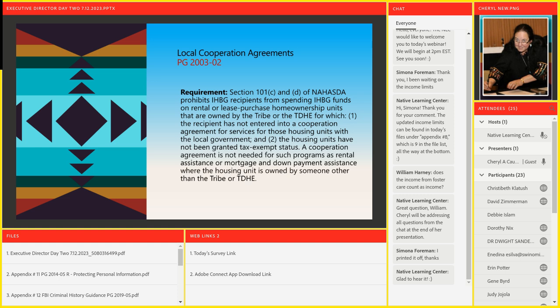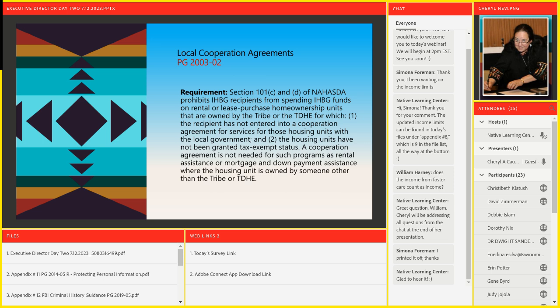So the requirement under Section 101(c) and (d) of NAHASDA prohibits block grant recipients from spending block grant funds on rental or lease-purchase homeownership units that are owned by the tribe or TDHE in which that tribe or TDHE has not entered into a cooperation agreement. Why? You're not paying taxes. You need to ensure that they're going to supply the water, the ambulance, the police protection. So you have to execute these agreements with the township or the towns.